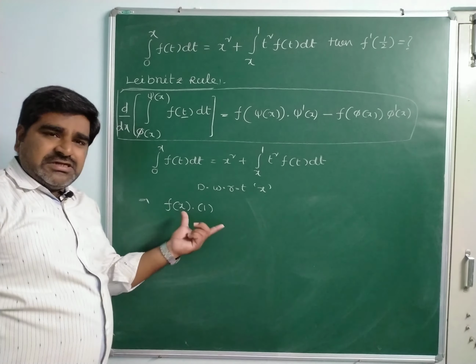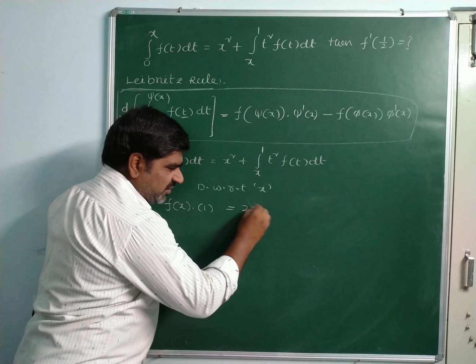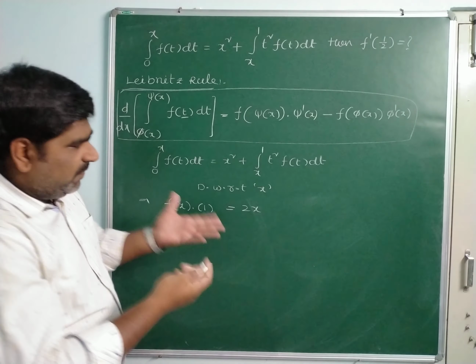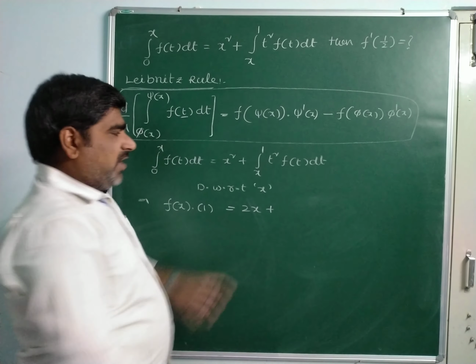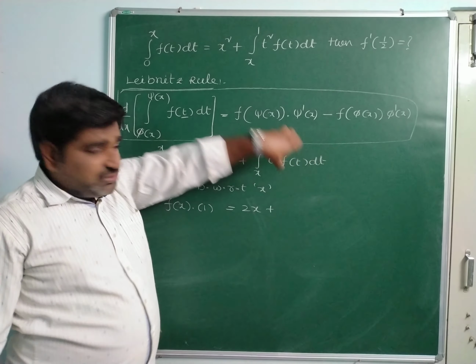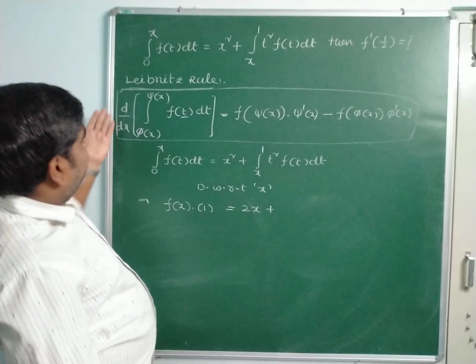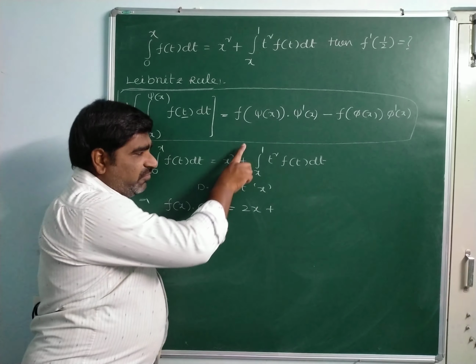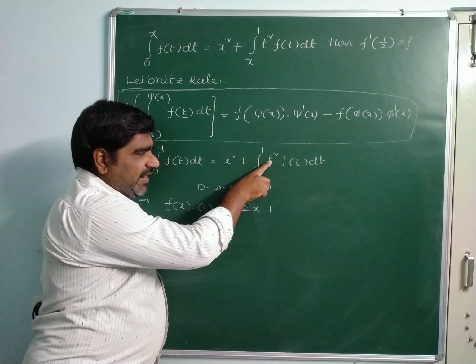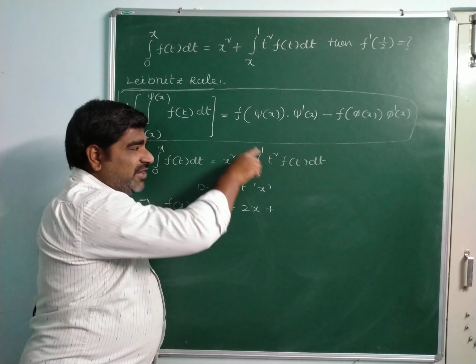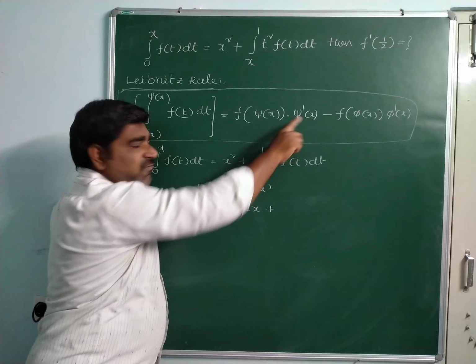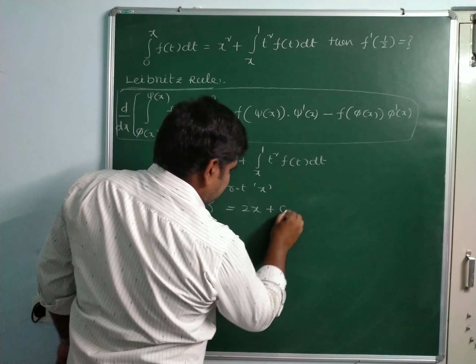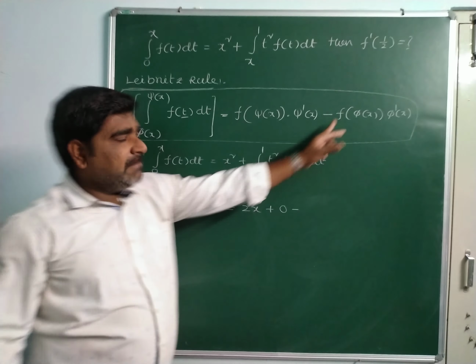Now come to x square. The derivative of x square is 2x, its general derivative. Plus, now again this is a definite integration, so we have to apply the Leibniz rule. Here the upper limit is 1. First you have to apply the upper limit: it's 1 into f of 1 into the derivative of 1. The derivative of 1 is 0, so this is 0.